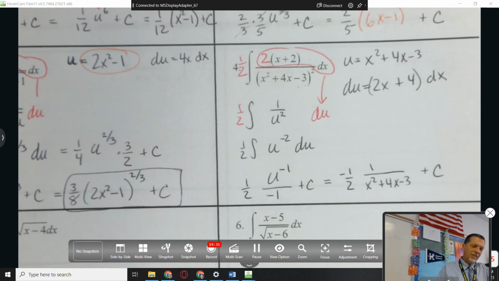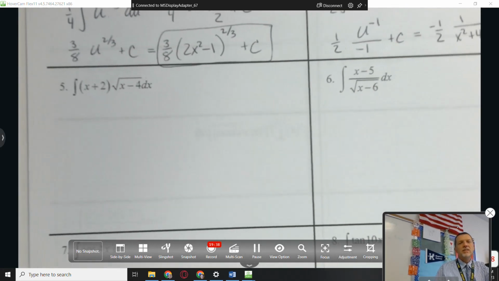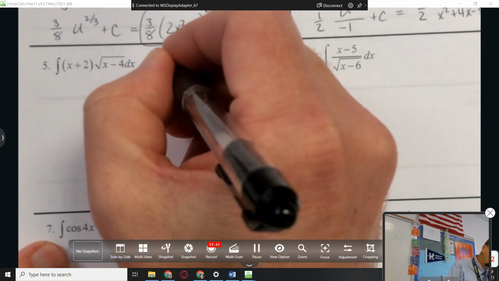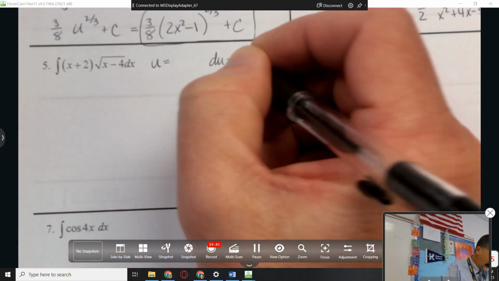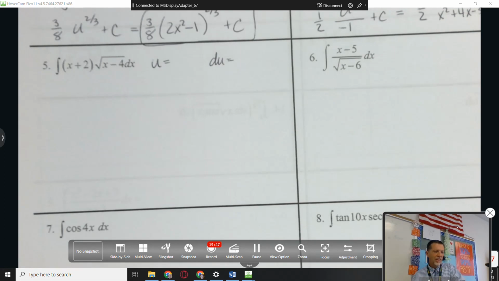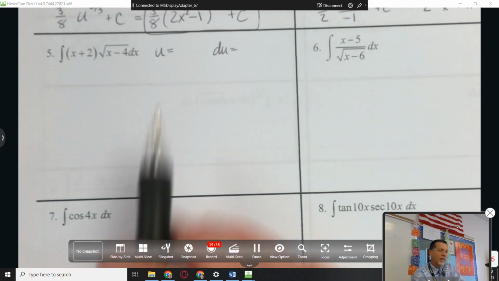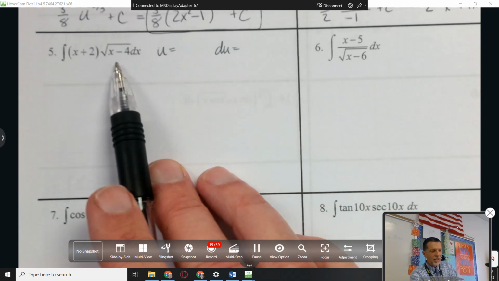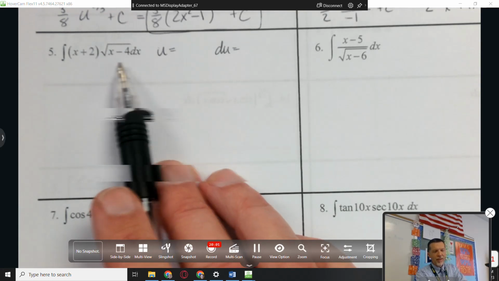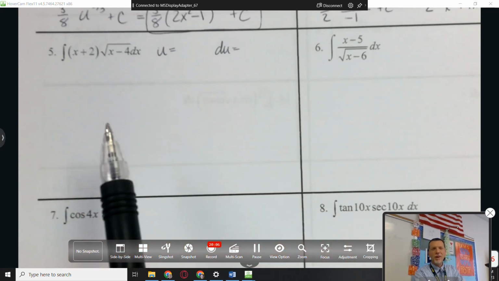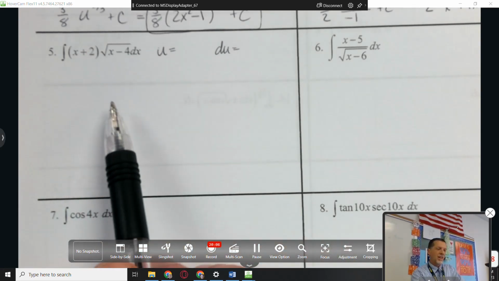Looking ahead at number 5, this one is tricky. U equals x minus 4 to the 1/2. Okay, so there's a couple options. U could be x minus 4 to the 1/2, and then du would be 1/2 x minus 4 to the negative 3/2, which would be too messy. Let's just leave it x minus 4.